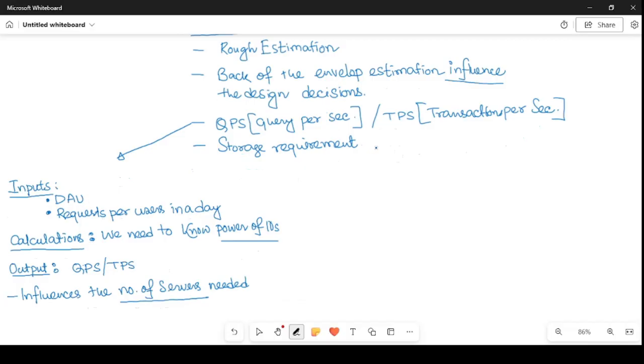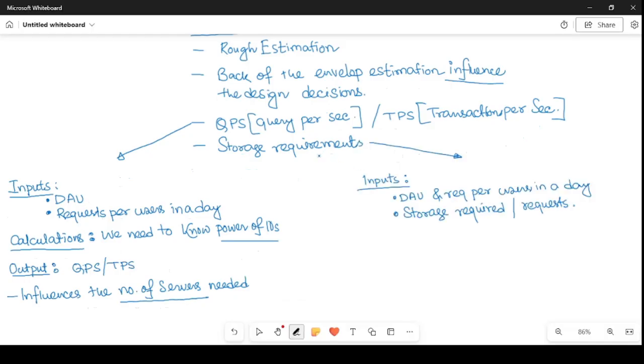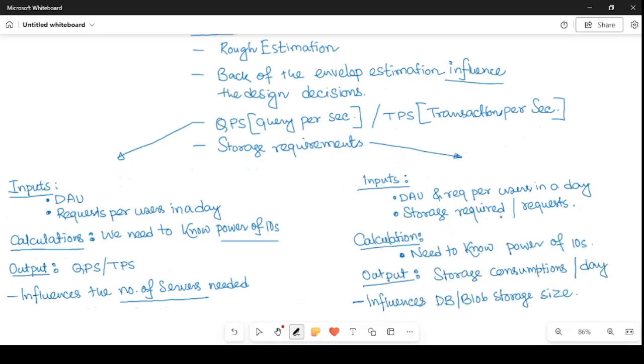Apart from QPS, we also evaluate storage requirement. In order to calculate the storage requirement, we should know the daily active users and requests per user in a day. Along with that, we should know the storage requirement per request. If we know these two things, we will be able to evaluate the storage requirement for our system to be designed. To calculate storage requirement, we need to know the power of tens again.